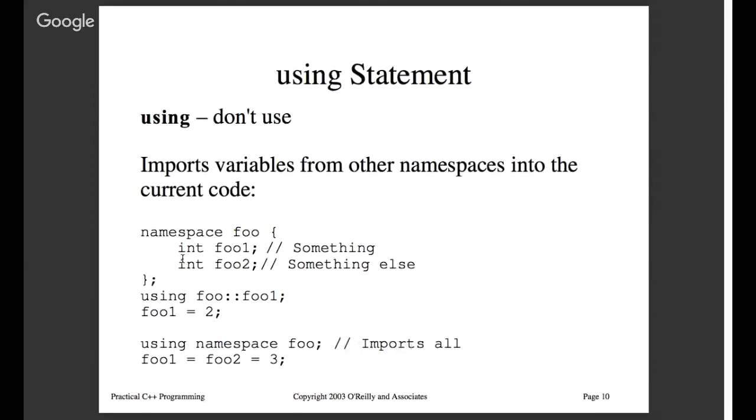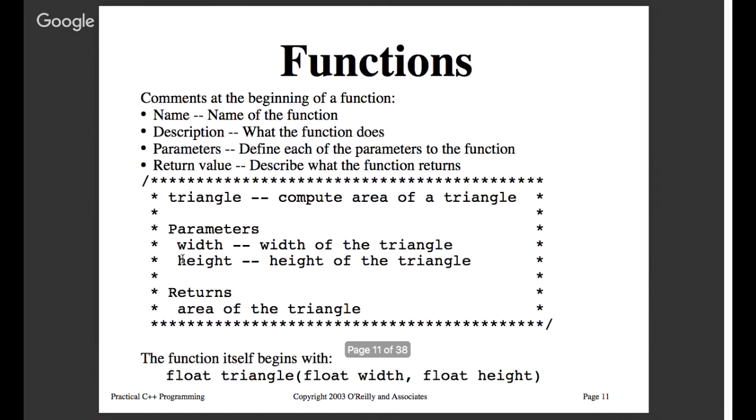Using statement, don't use that. It imports variables from other namespaces into current code. So an example here is using a namespace foo and declaring two, populating foo with two, and then importing all on the last one. And so just stay away from using, and we'll talk about why that is later, but just know, stay away from that, especially in C++ 11 that we use, which is modern day C++.